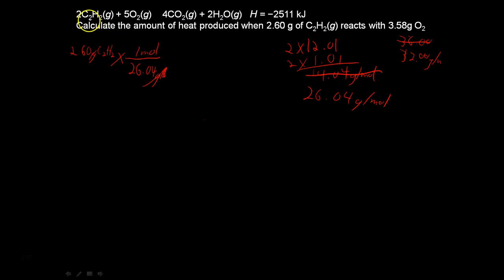Then we've got to convert from moles of ethane into moles of water. So we see that for every 2 C2H2, we get 2 H2O. These 2's will cancel nicely, and the ethane will cancel with that ethane, and we will end up in units of moles of water.